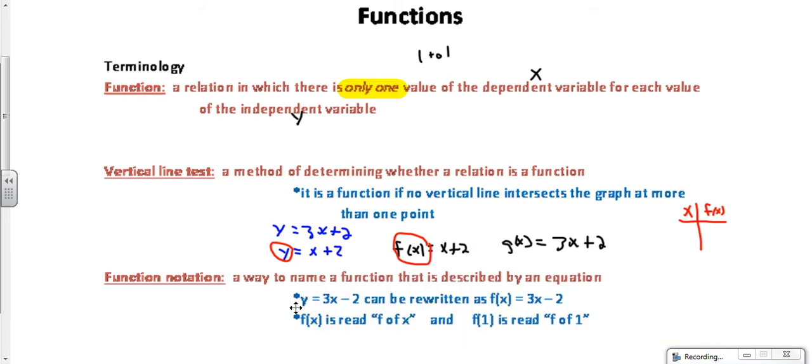So here's an example again. A way to name a function that is described by an equation. So we used to say y equals 3x minus 2. It's now rewritten with the f of x. And again, it's stated as f of x. And this is pretty nice here. It means f of 1. In other words, this notation tells you, the reader, that they're plugging a 1 into the equation. So again, mainly for description purposes.